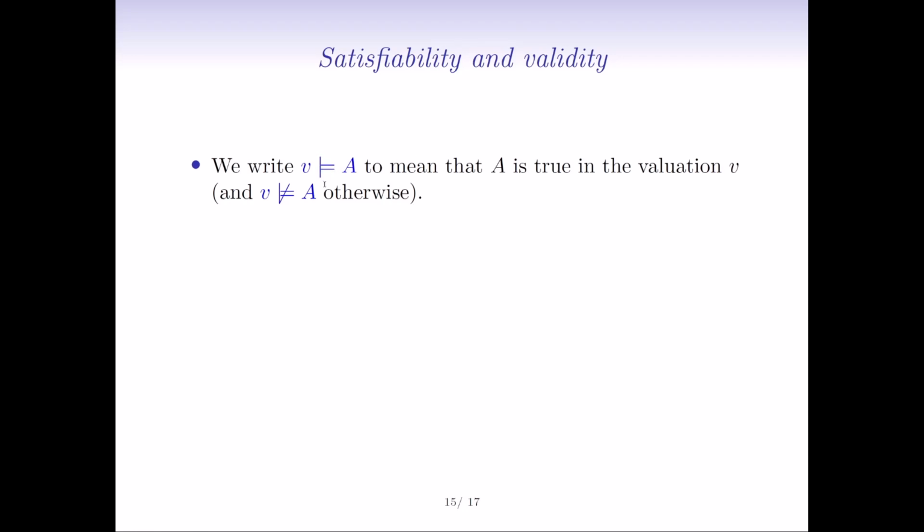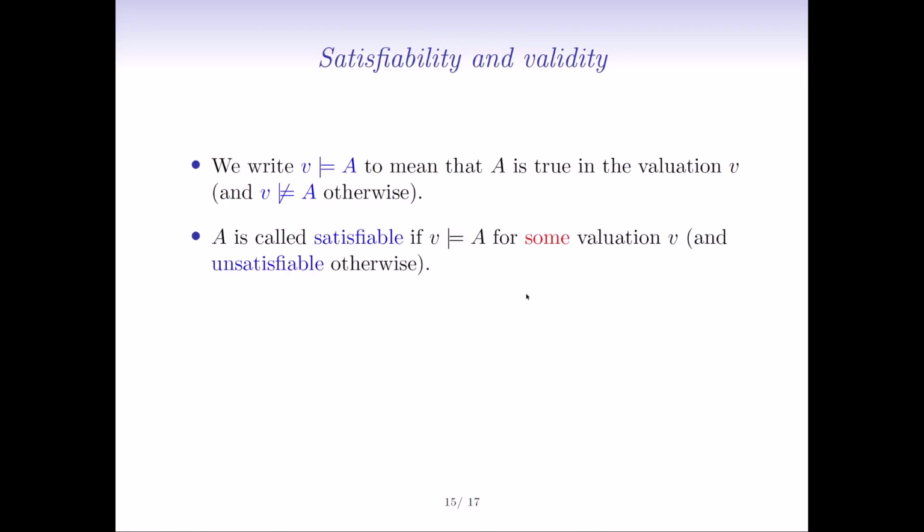So I'm going to write this symbol, the double turnstile, and I'm going to usually say satisfies. A valuation V satisfies the formula A means that A is true in the valuation V. In other words, when we look at the corresponding line of the truth table, given the values of the propositions given by V, then A turns out to be true. And if V does not satisfy A, so A turns out to be false, then I'll write this notation with a bar through the double turnstile: V doesn't satisfy A. So a formula is called satisfiable if V satisfies A for some valuation V.